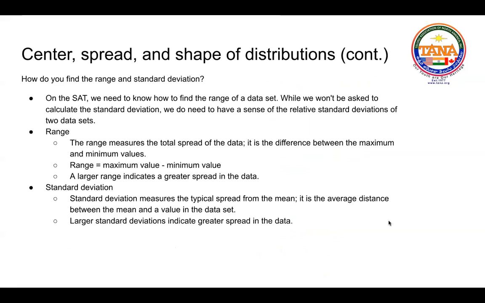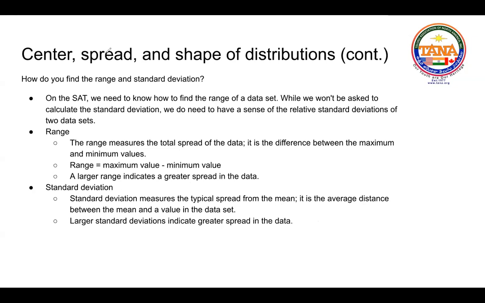So how do you find the range and standard deviation? On the SAT, we need to know how to find the range of a data set. And while we won't be asked to calculate the standard deviation, we do need to have a sense of the relative standard deviation of two data sets. The range measures the total spread of the data, and it's the difference between the maximum and minimum values. So the formula for it is range equals maximum minus minimum value. And a larger range also indicates a greater spread in the data.